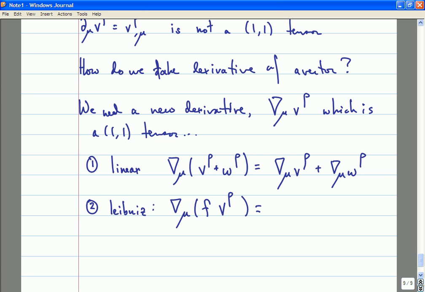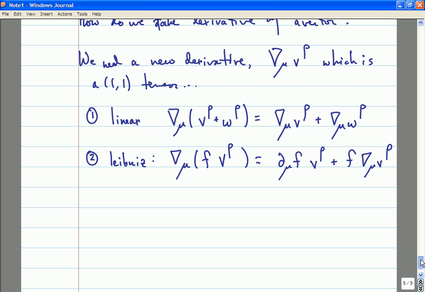And what's the derivative of f? Well, I know how to take the derivative of f. That's just the usual partial derivative. So I will demand that this covariant derivative obeys the product rule with the nice vanilla notion of derivatives of scalars, which seems to work just fine. Okay, so let's stare at those two laws, and let's try and imagine what our derivative could look like, which would make it consistent with this linearity and this Leibniz rule.